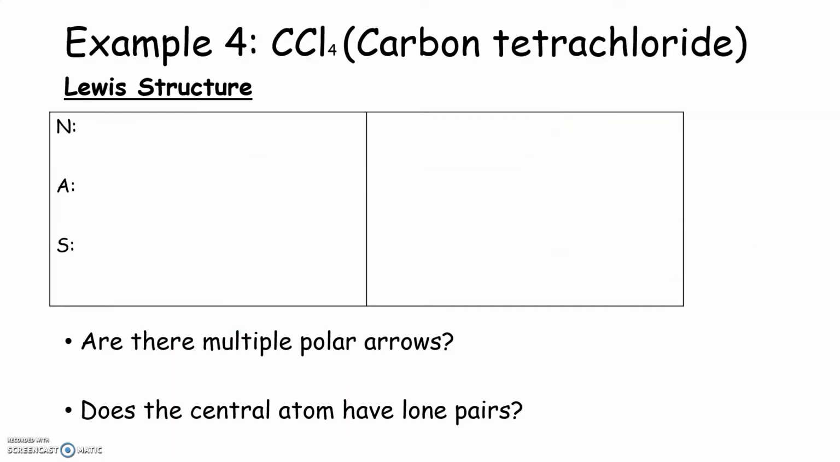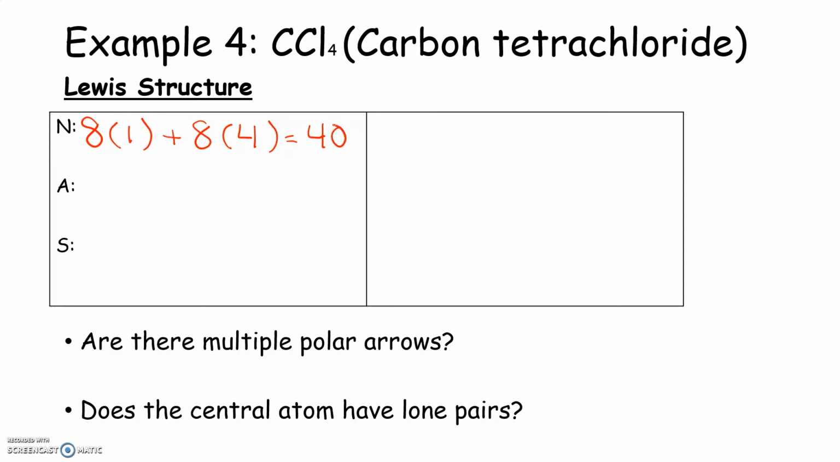So I'm going to do another example. Once again, feel free to pause if you've got the hang of this. I'm going to do carbon tetrachloride, and so I'm going to go through and set up my NAS. At this point, I'm going to go a little bit quicker. Carbon needs 8 to be happy, and there's 1. Chlorine needs 8 to be happy, and there's 4. 32 plus 8 gives me 40 electrons.